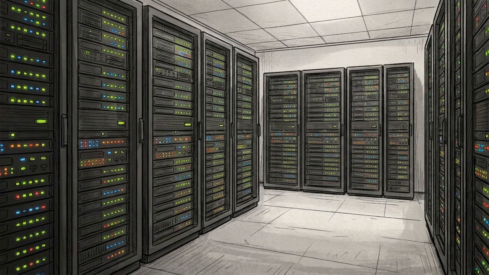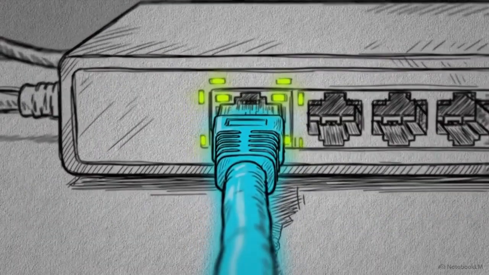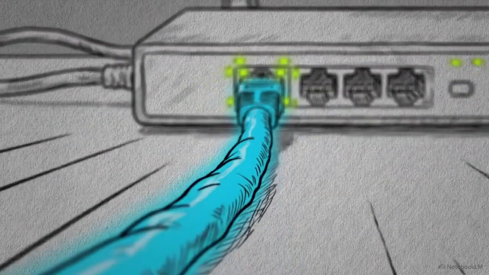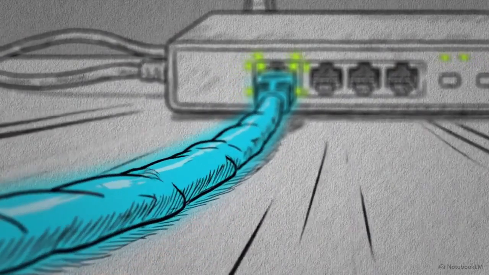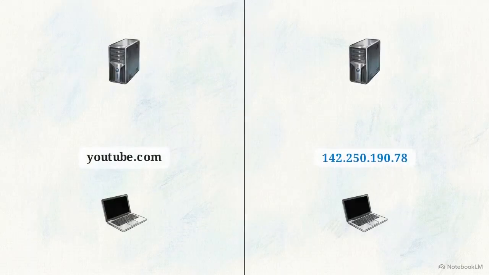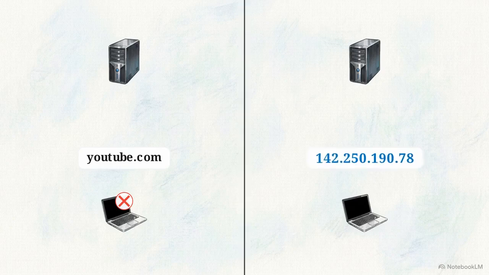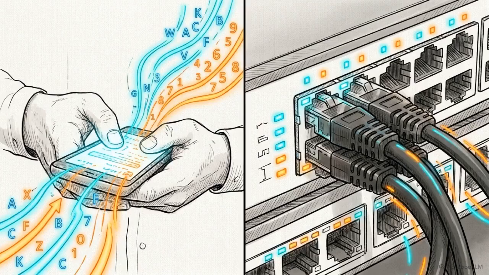Except the physical infrastructure is actually running perfectly. Your router is functioning, the cables are intact, and the destination website is completely online and waiting for traffic. If you bypass the name entirely and type the exact numerical string into the address bar, the web page loads instantly. This exposes a strict divide in how networks operate.